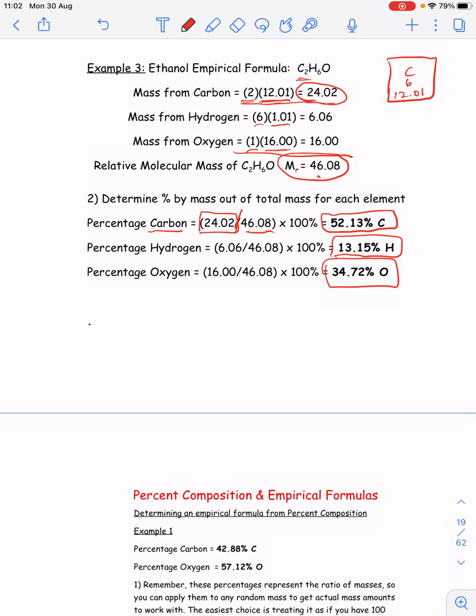So I can break down now by mass how much each element is contributing. And you can see that even though hydrogen has the most atoms of any of the different elements, it makes up the smallest percentage of the mass because it's the lightest element.